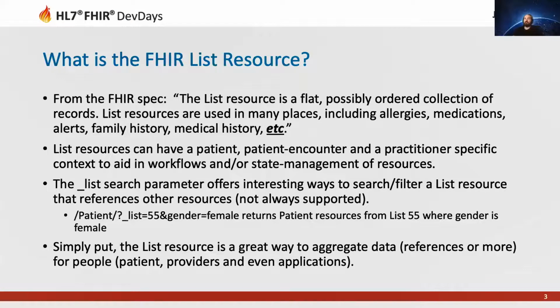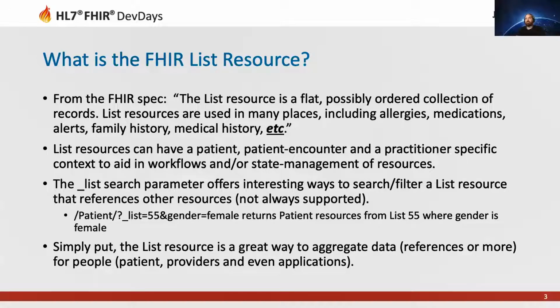What is the FHIR List resource? From the spec, the FHIR List resource is a flat, possibly ordered collection of records. List resources are used in many places, including allergy medications, alerts, family history, medical history, etc. I put emphasis on the etc. as we're going to see in following slides.